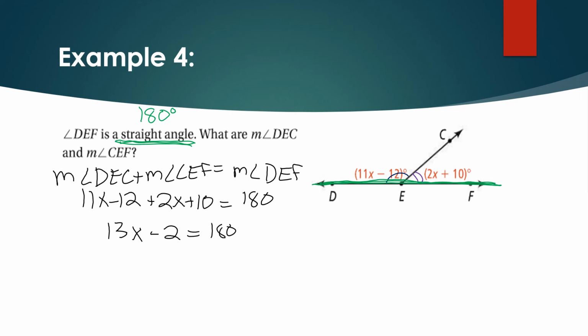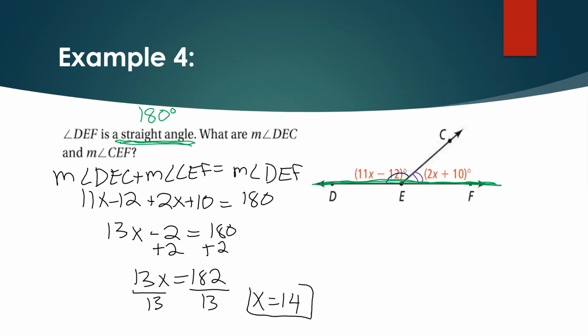From here, we're going to have to add 2 to both sides. And I'm going to get 13x equals 182. So to get x all by itself, I'm going to divide both sides by 13. This might be difficult to do in my head, so I'm going to plug it into a calculator. 182 divided by 13 gives me 14. Maybe there are people out there who would just do that one in their head. x equals 14. So again, the next thing I'm going to do is plug this in.